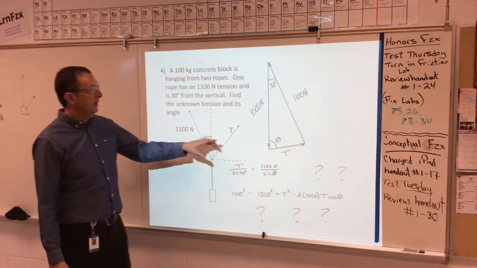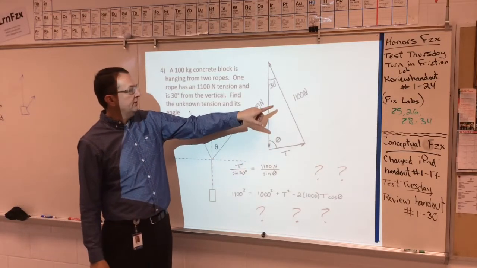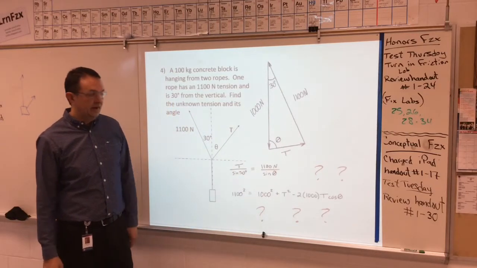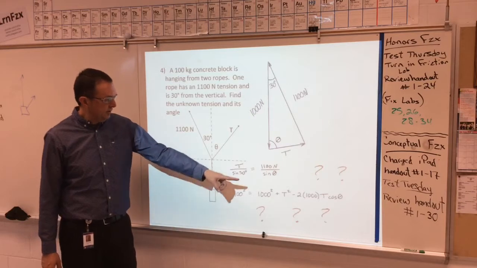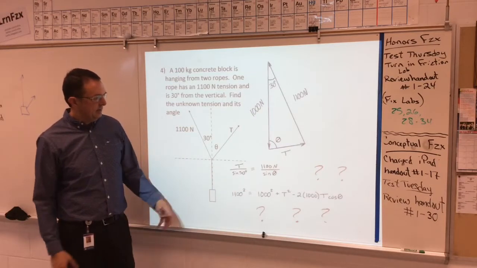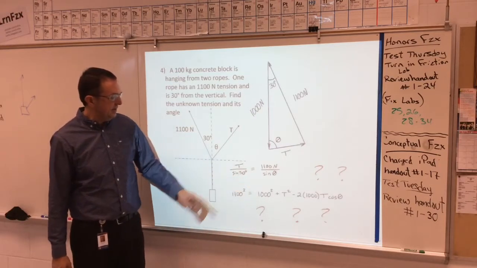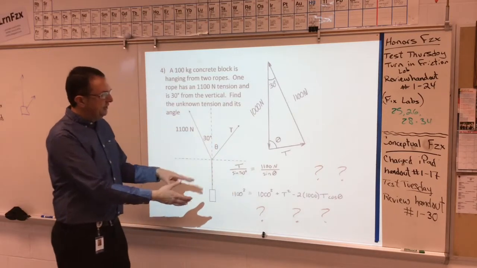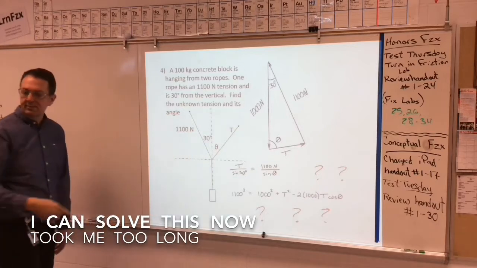And then number 4, came up with this one. I'm looking for this angle and I'm looking for that tension. And law of sines, can't solve that one. Law of cosines, can't solve that one. It's a combination of sine theta, cosine theta, and tension. I couldn't figure out a way to substitute in. I hit a wall, failed on number 4 with this method.